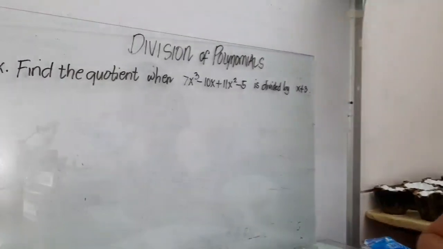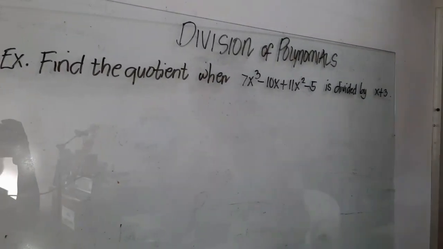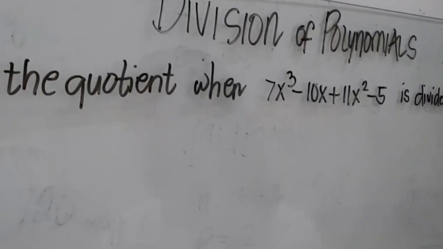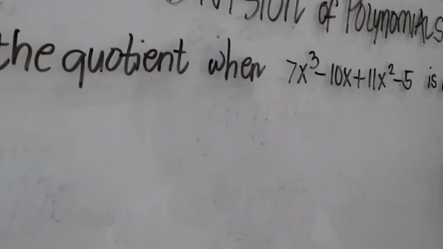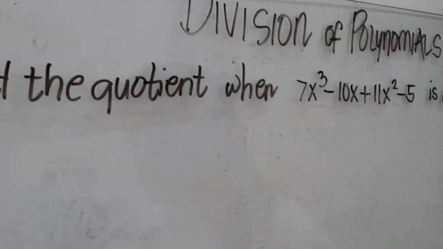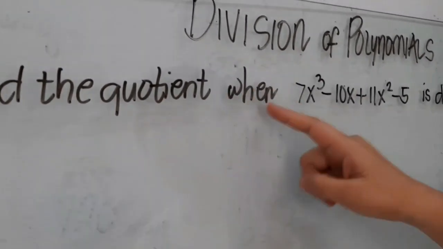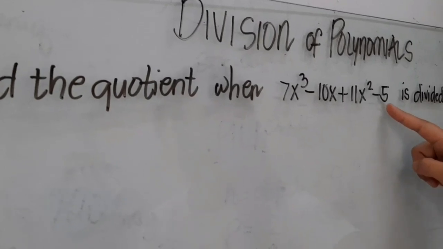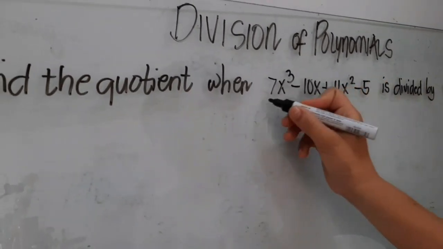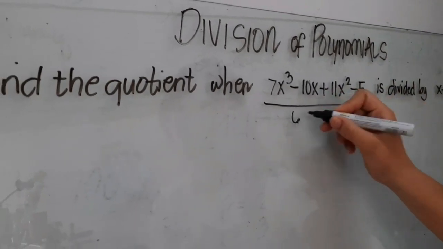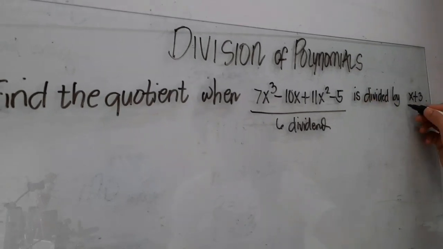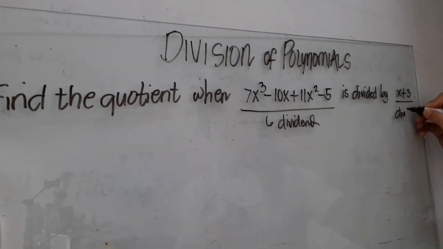So, how are we going to do this one? We will be using the long method. First step, we have to write our dividend in standard form. So, where is our dividend here? Find the quotient when 7x cubed minus 10x plus 11x squared minus 5 is divided by x plus 2. Automatically, this is what we call our dividend. And this one is our divisor.